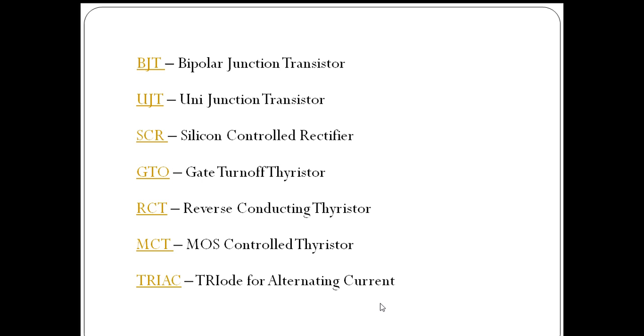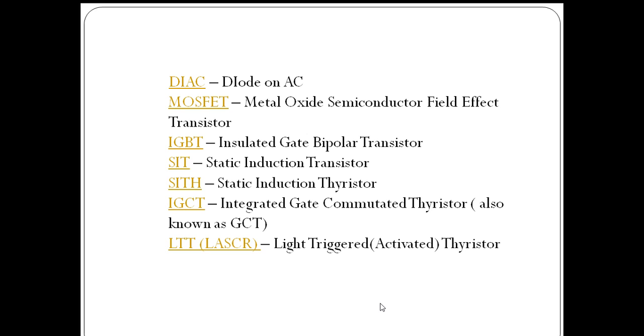GTO, gate turn off thyristor. RCT, reverse conducting thyristor. MCT, MOS controlled thyristor. Triac, triode for alternating current. Diac, diode on AC. MOSFET, metal oxide semiconductor field effect transistor.